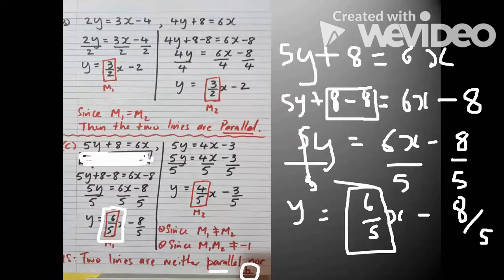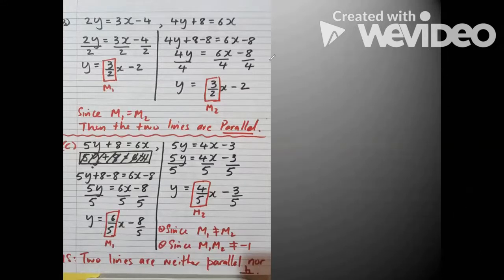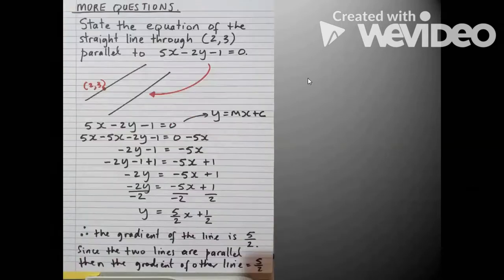All right. So, let's move on to our next. Oh, so we have some more questions here. All right, so it says, state the equation of the straight line through (2, 3), parallel to 5x minus 2y minus 1 equals 0.